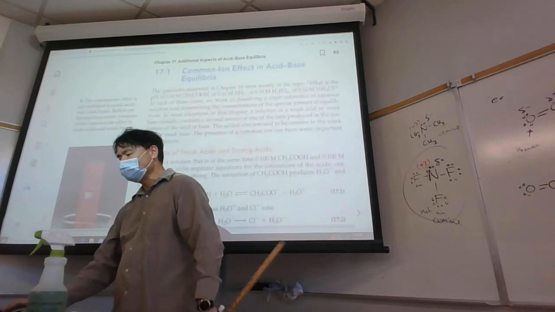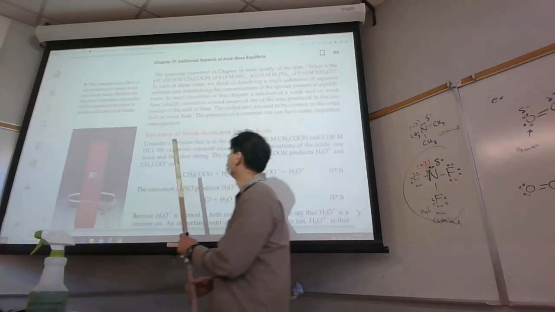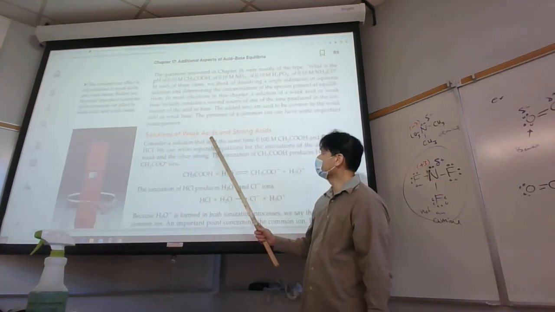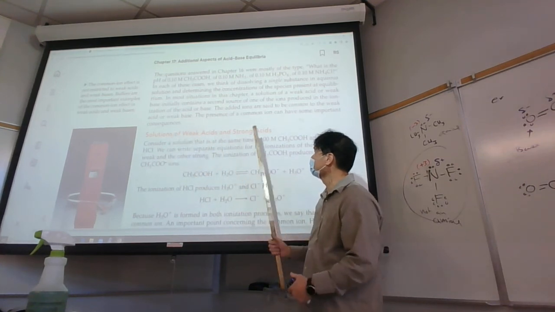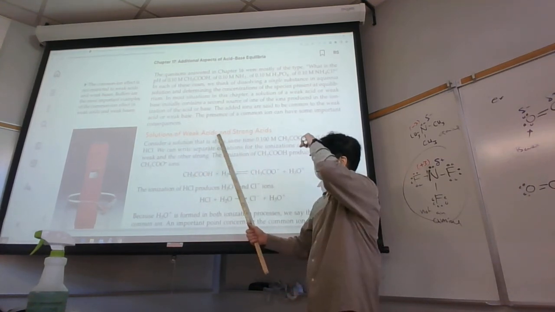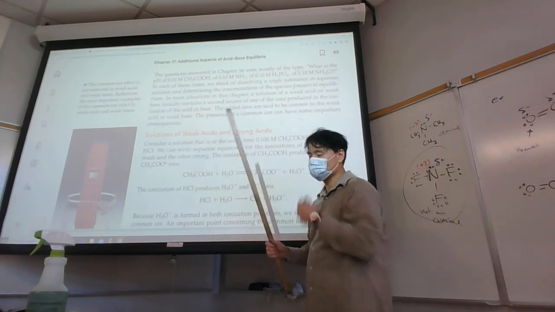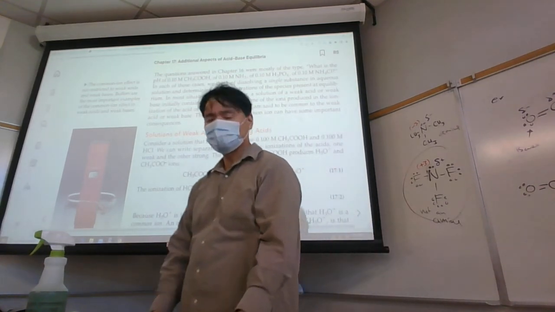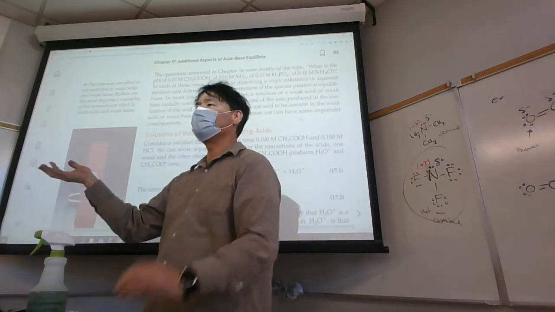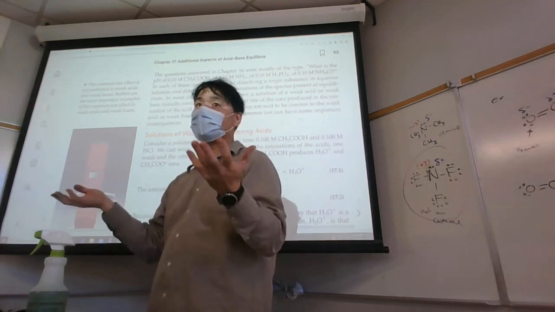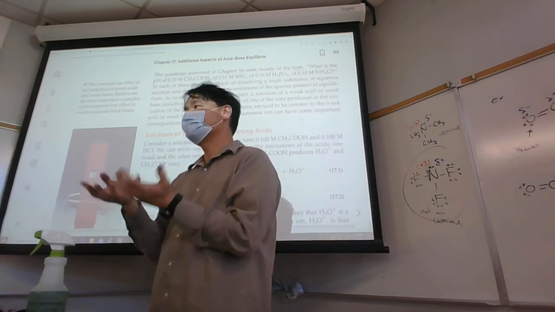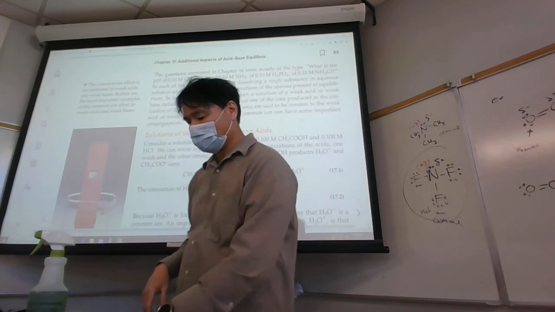All right, in 17.1, we're looking at different mixtures. And so here they have one mixture. This is the first mixture they talk about, and that's mixing a strong acid with weak acid. Actually, before that, they have mixtures of strong acids. So if we take a strong acid like HCl and mix it with a strong acid like nitric acid, what's that going to do to the pH?